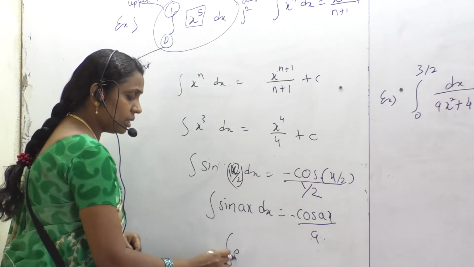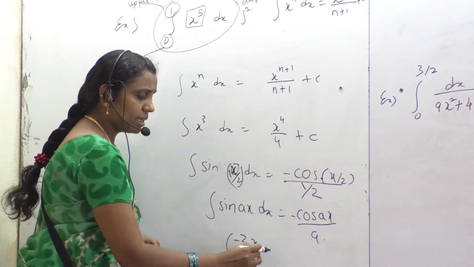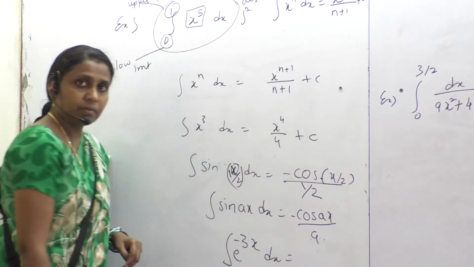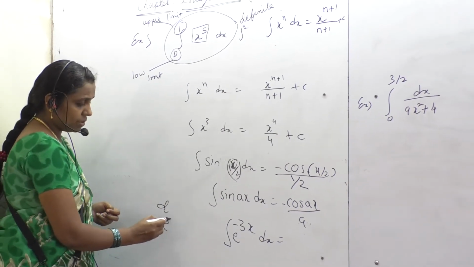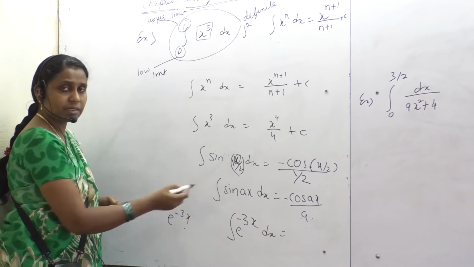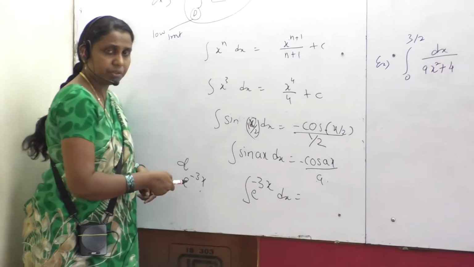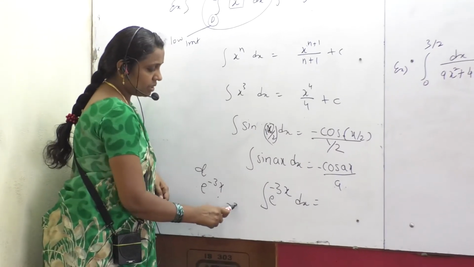Similarly, for exponential, e raised to minus 3x dx, if it is differentiation, what will it be? The differentiation of e raised to minus 3x is e raised to minus 3x as it is, because of the exponential derivative, and the derivative of minus 3x is minus 3.